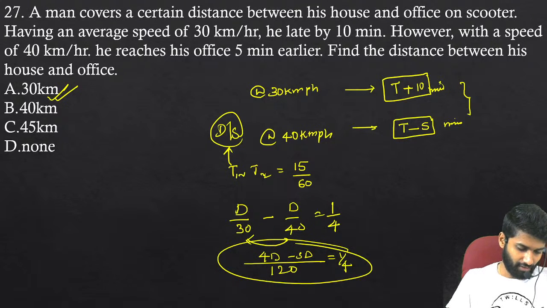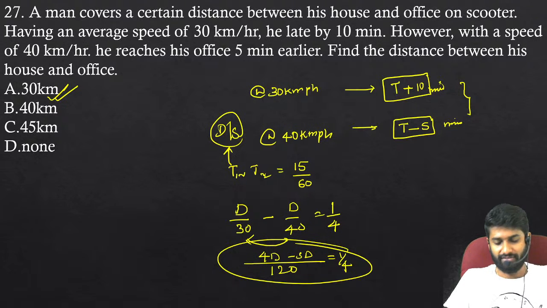The d value is exactly equal to 30 kilometers. The difference of timing: time is equal to distance by speed. First, the distance they covered at 30 km per hour; second, the distance they covered at 40 km per hour. Now the distance between the two places is equal to 30.